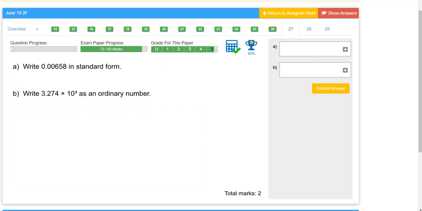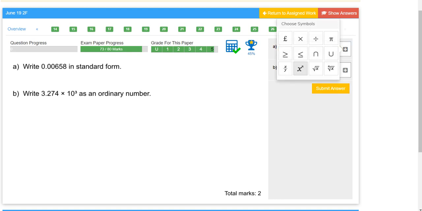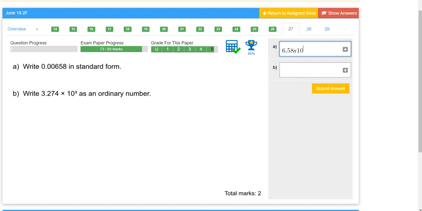Write this in standard form. Well, I'm going to count. It's going to be 6.58 something times 10 to the power of something. Well, starting here, ending up between the 6 and the 5, it's 1, 2, 3, but it's smaller than 1, so it's going to be negative. So it's going to be negative 3.